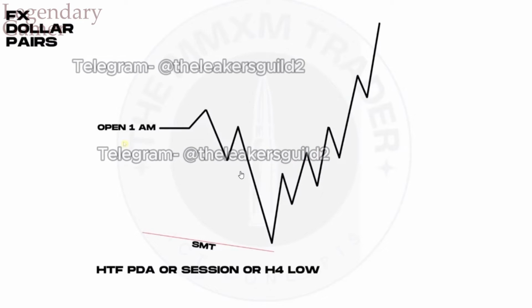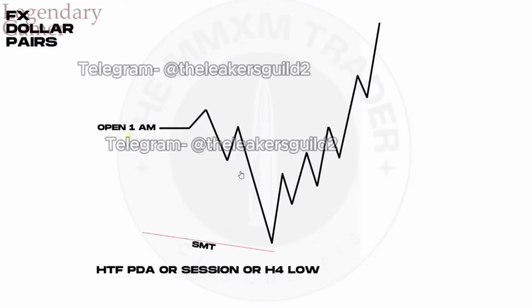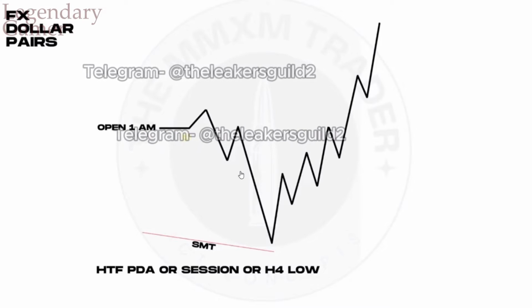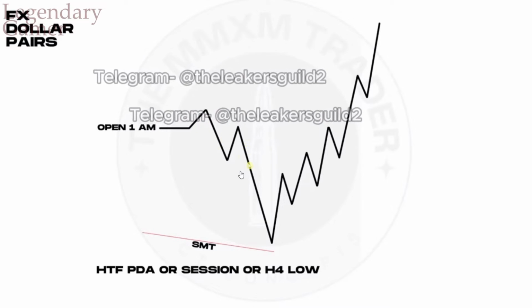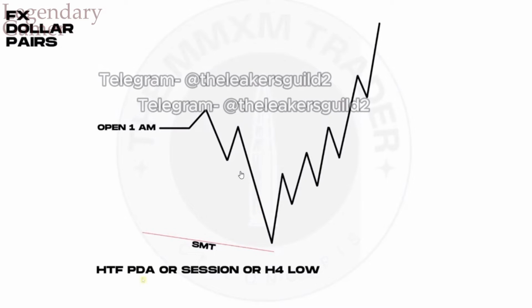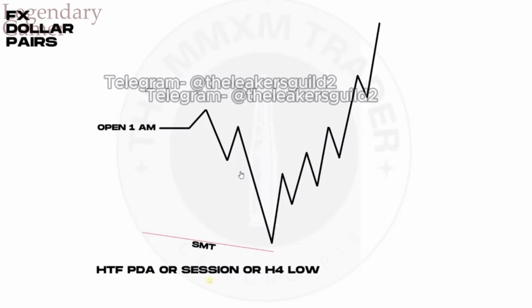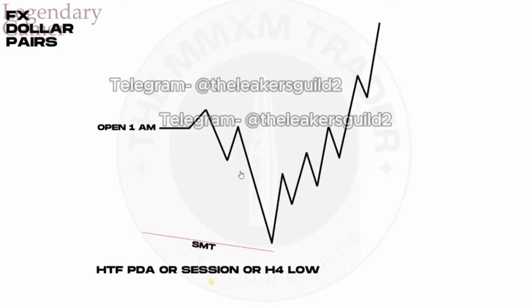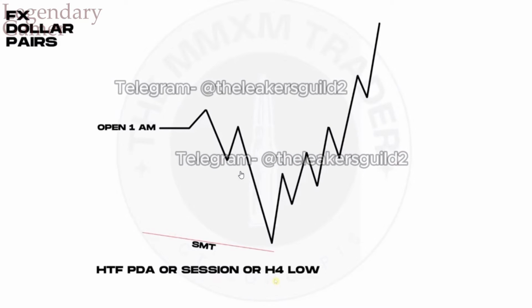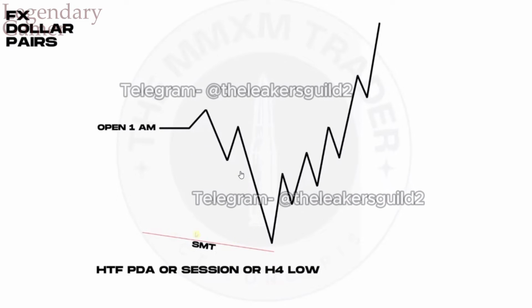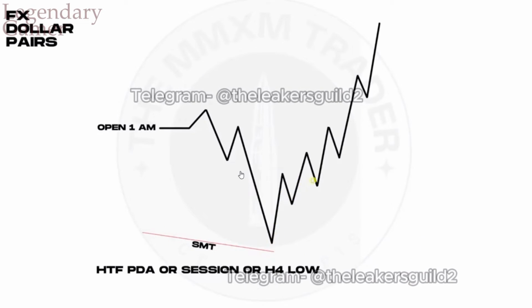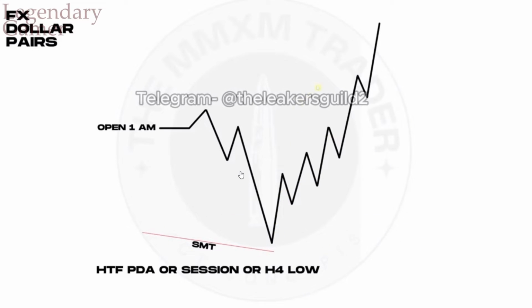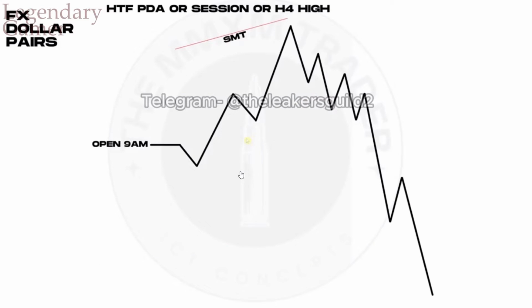Now for a bullish example, right, we've got the 1 a.m. opening of that 4-hour candle, the London session 4-hour candle. Price trades down lower into either a higher time frame PDRA or a previous session low, which could be the Asia session, or a previous 4-hour candle's low. And then with that SMT on that low, we want to see a distribution phase happen towards the drawn liquidity, which should be higher.